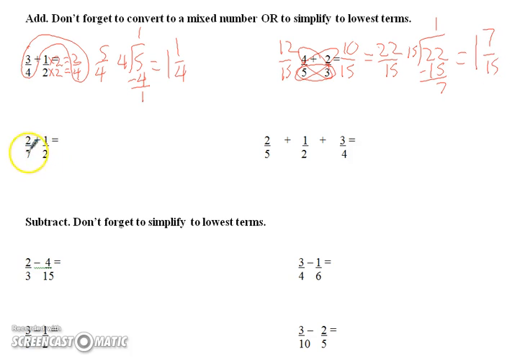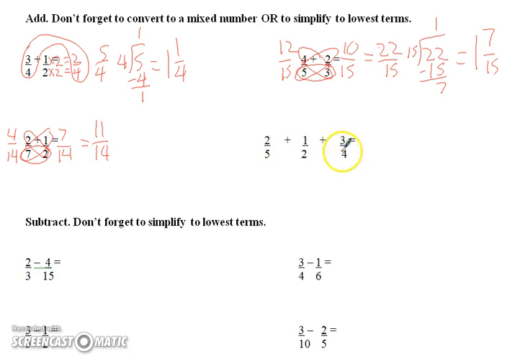Again, I can't change the 2 to a 7 easily. So I'm going to do cross multiply butterfly. My new denominator is going to be 14ths. 2 times 2 is 4. 1 times 7 is 7. 4/14 plus 7/14 equals 11/14. And that one's good. There's nothing to simplify.